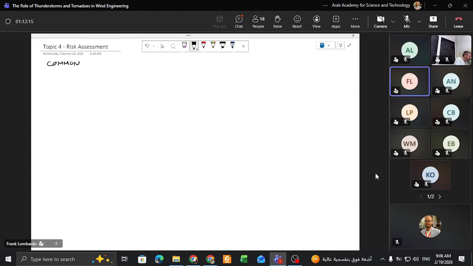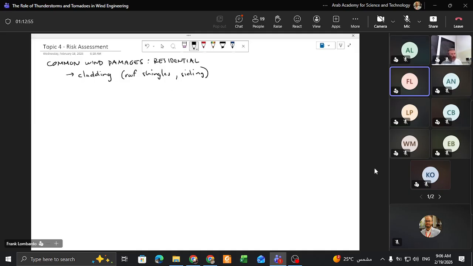First we'll talk about some common wind damages, and maybe in Europe it's not exactly the same because the structures are built differently. We'll focus initially on residential structures. Again, in the US, mostly wood frame, so this will be US centered. Common wind damages for residential: the first is generally cladding damage. You might see roof shingles and siding, which is usually vinyl, get damaged. So very cosmetic damage to structures.